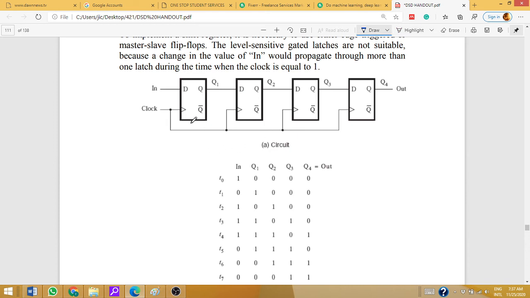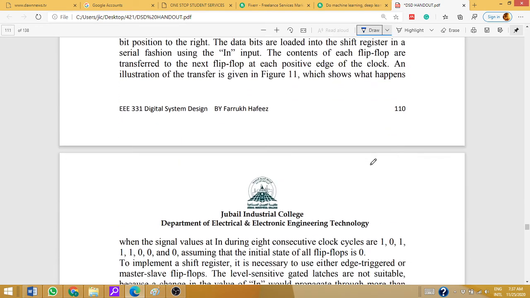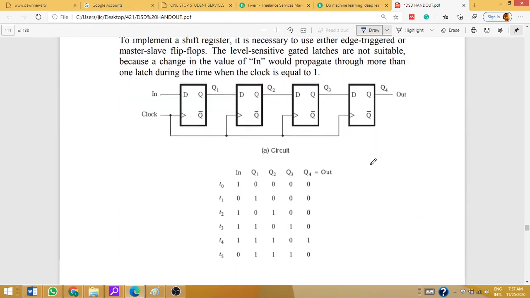It is made up of positive edge triggered D flip-flops. How many bits? It is a 4-bit register, because each flip-flop can hold 1 bit. This is a 4-bit parallel register, and this is a 4-bit shift register. How does it work? You can see.